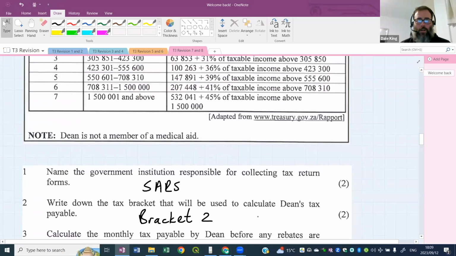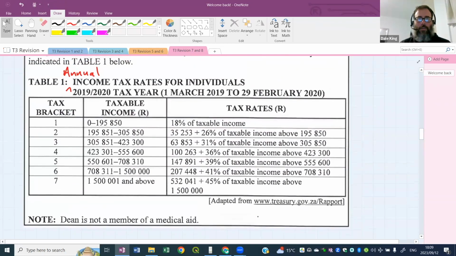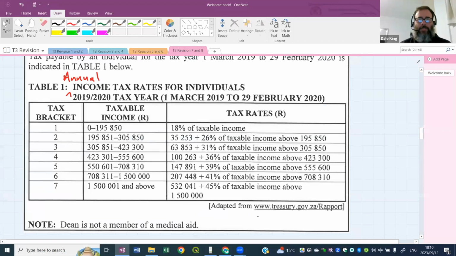Now, what are rebates? Who can come online and tell me what is a rebate? Anybody? Somebody. Anybody. Oh, we're definitely making an album.